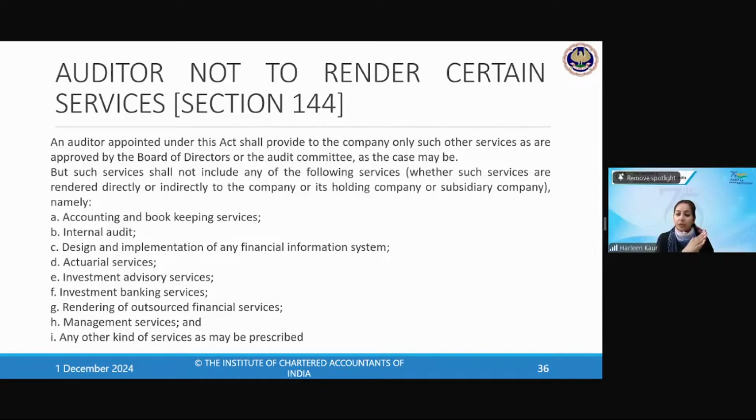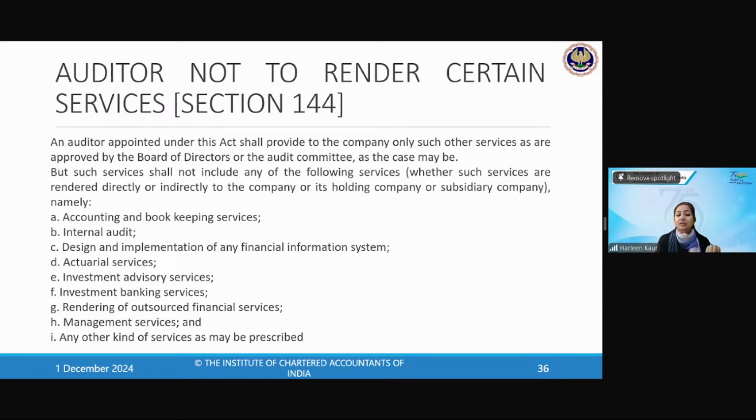Let us learn it. Accounting: you all know, recording of the transaction is known as bookkeeping services. Then internal audit. Then designing and implementation of financial information system. So if you have designed the financial information system, how the information has to be uploaded in the accounting entries and how it will flow further into the balance sheet and profit and loss account, if any kind of system has been implemented by you, then you cannot be appointed as an auditor of that company. Actuarial services means valuation in case of insurance and other kinds of valuation; that is a part of actuarial services.